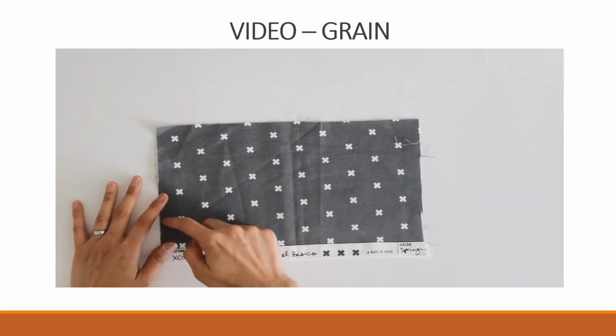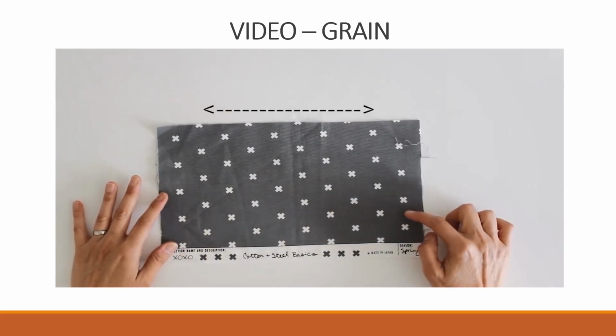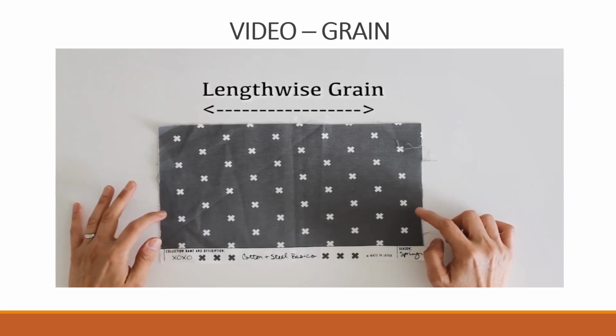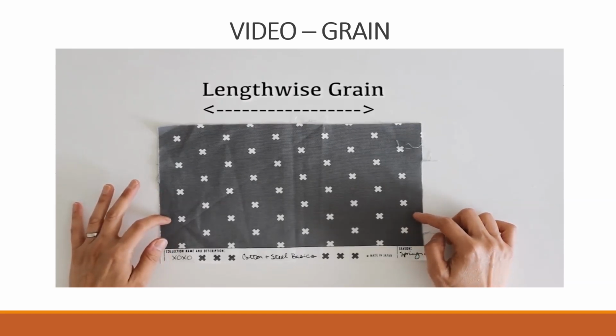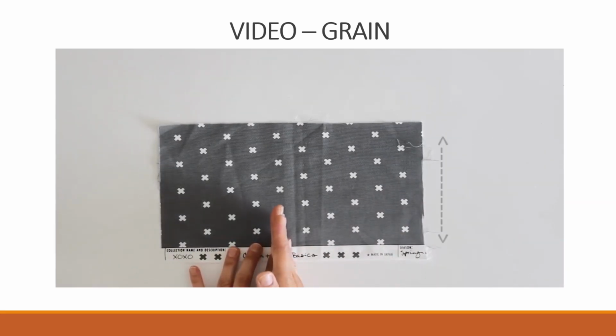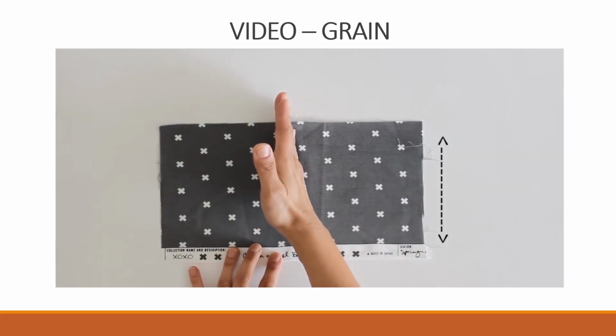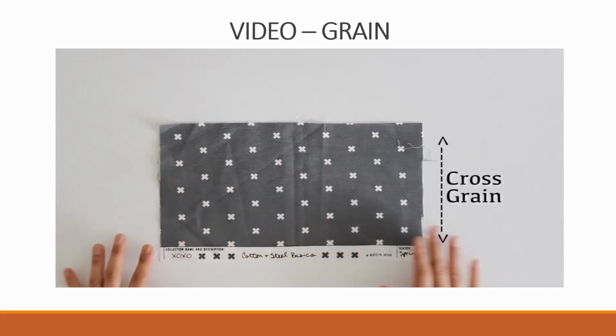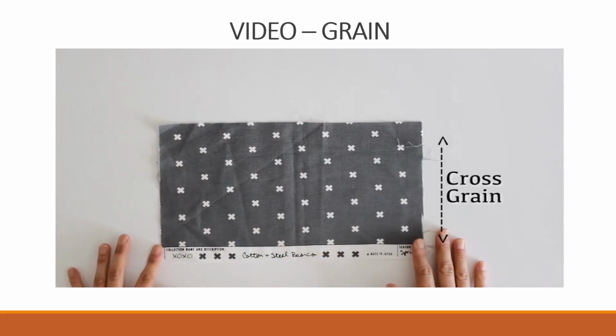The threads that run the same direction as the selvage, lengthwise, are referred to as the lengthwise grain, or you may hear it referred to as the straight grain of the fabric. And then the threads that run perpendicular to the selvage are referred to as the cross grain threads.